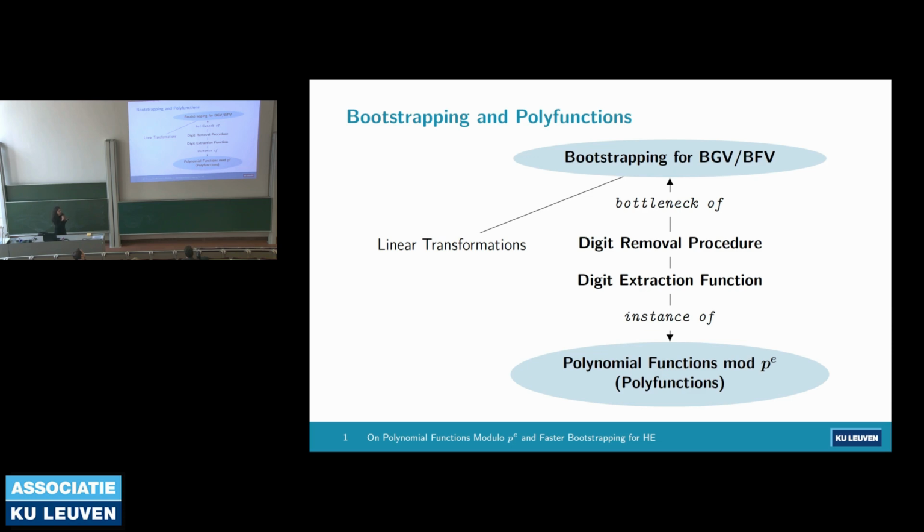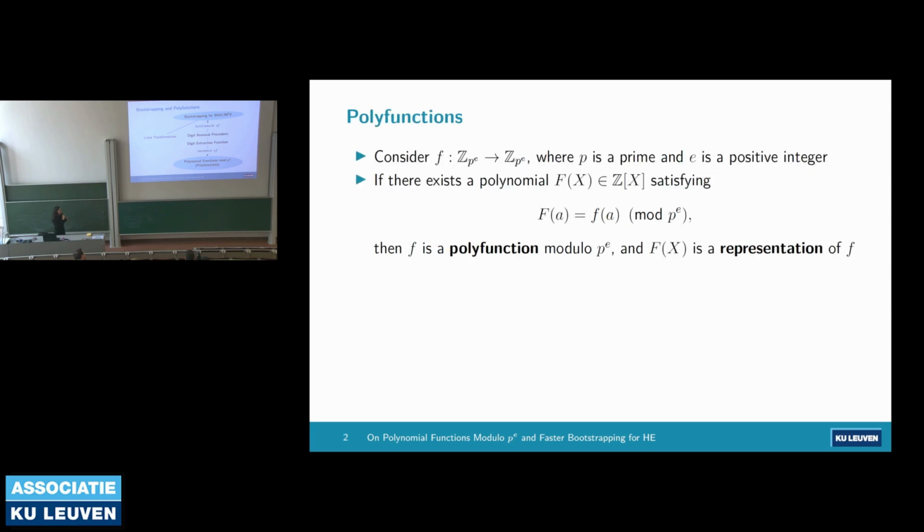And the main building block of the digit removal procedure is called the digit extraction function, which is an instance of polynomial functions modulo p to the power of e, or polyfunctions in short. By definition, polyfunctions are just polynomial mappings modulo p to the power of e, and this polynomial is called a representation of the polyfunction. So we use an uppercase letter for the polynomial and a lowercase letter for the function it represents.